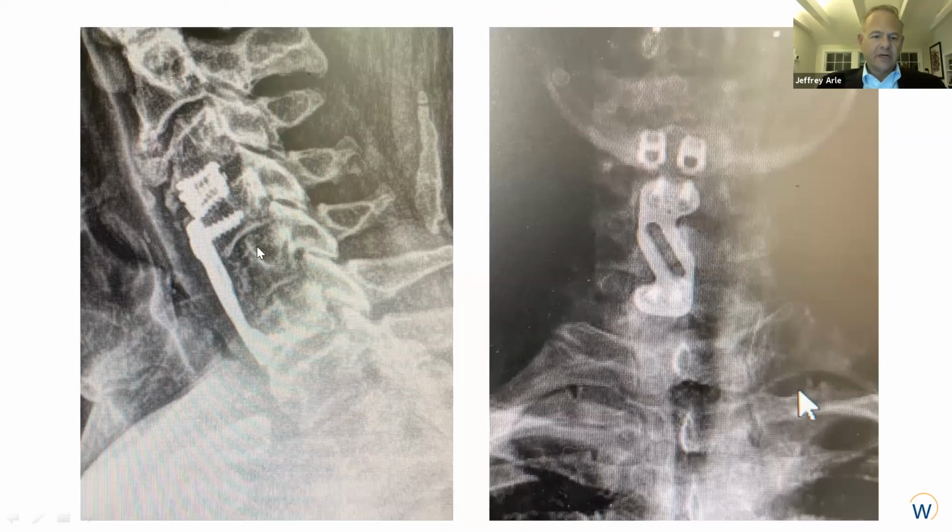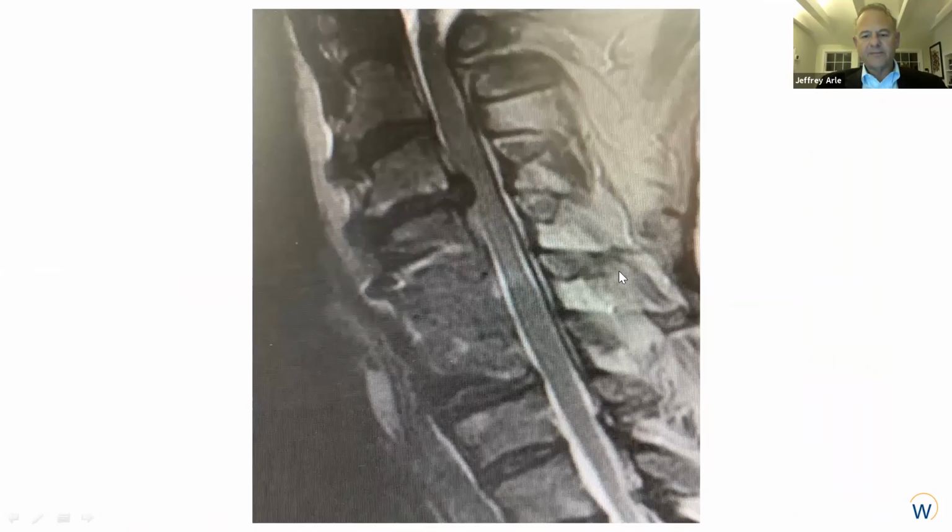And here you can see I can get just above that plate without a problem. Here's this prior anterior plate system still in place, and then the implant that I did right above it. Very straightforward.